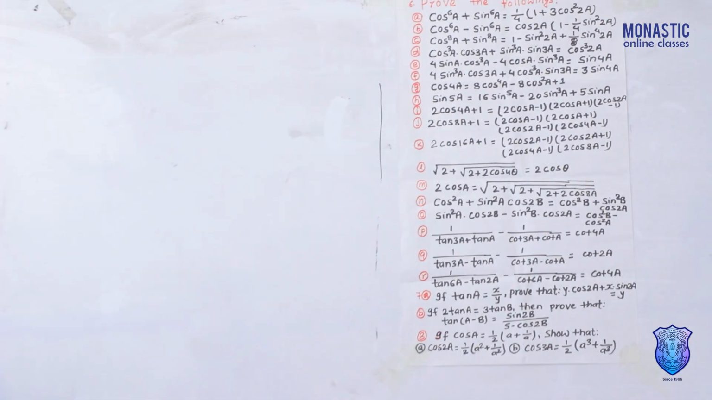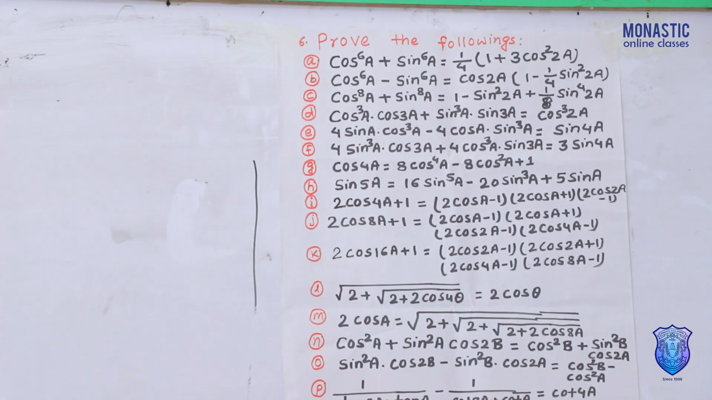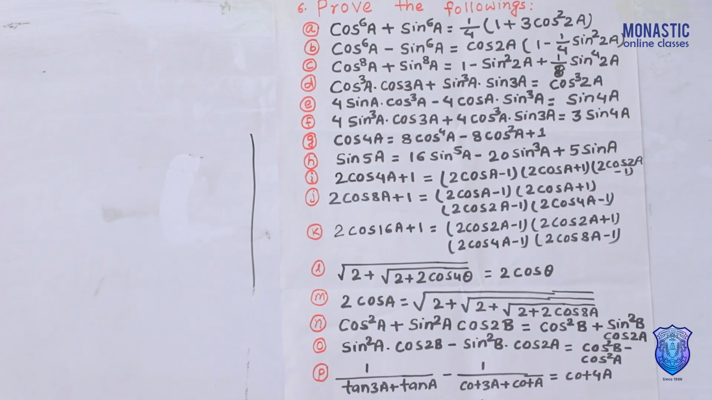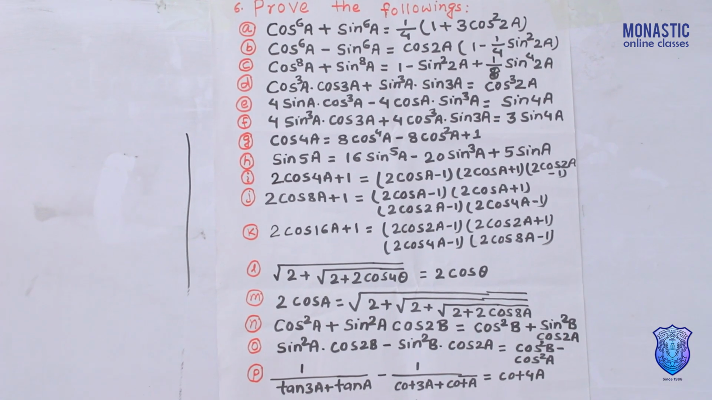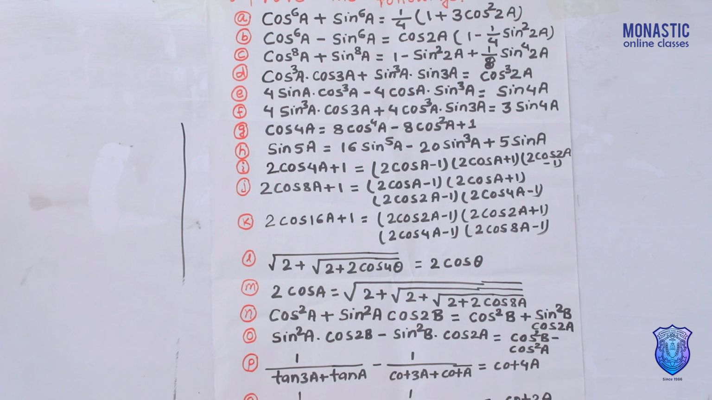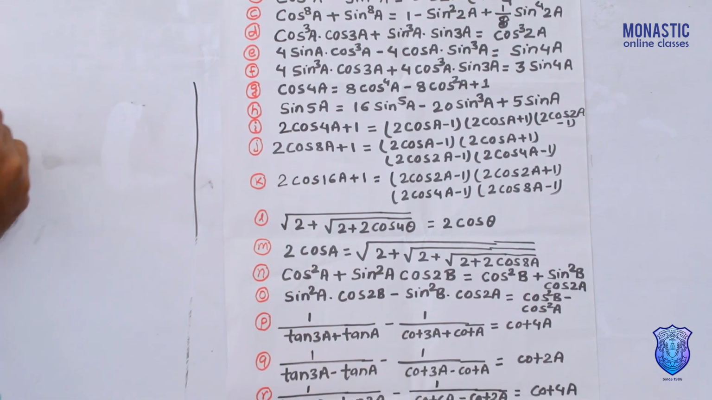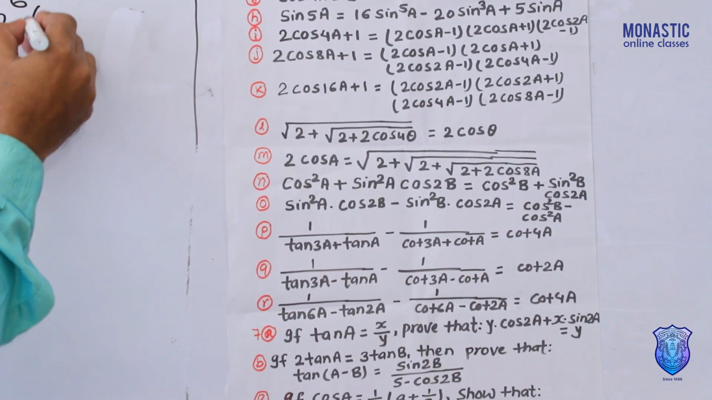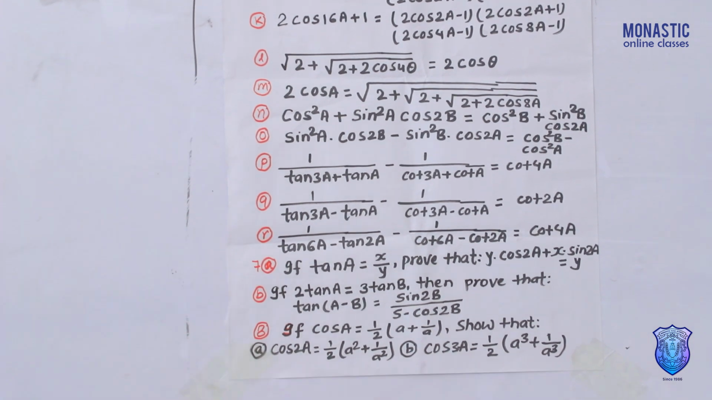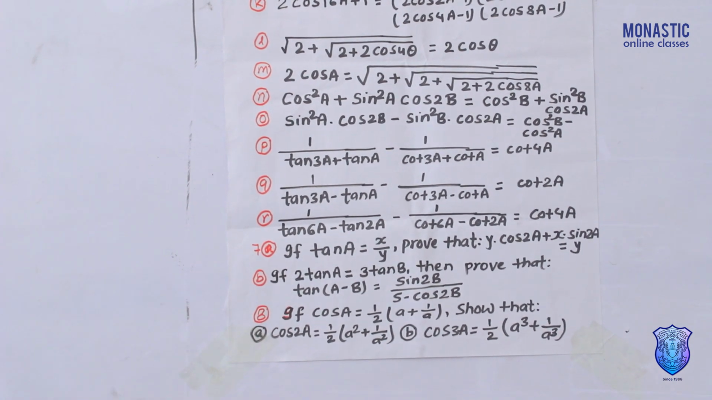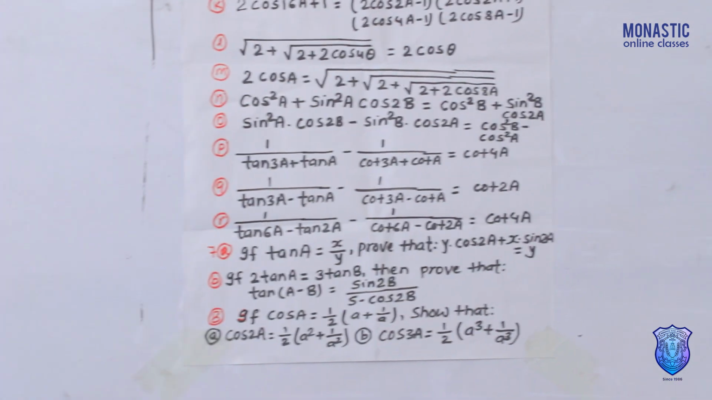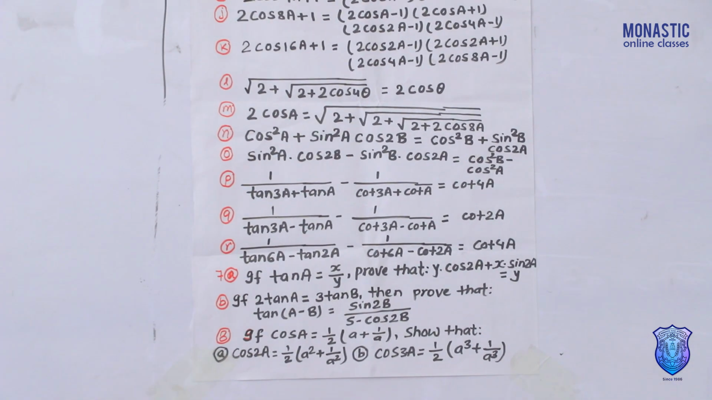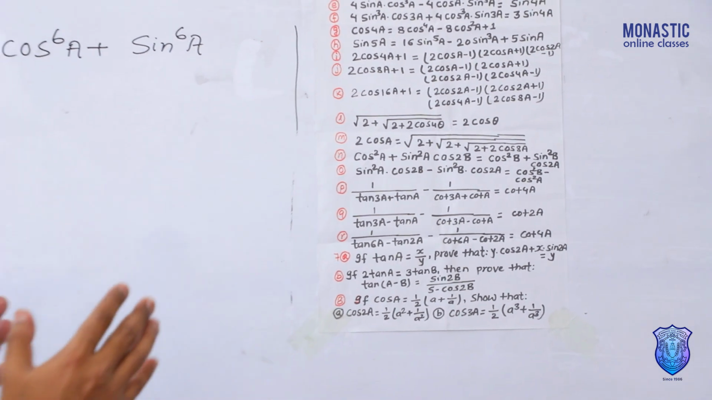Look at question number 6a. In LHS we have cos to the power 6a plus sine to the power 6a. When we are solving this type of question, we must look at the RHS, which gives us an idea what to do.